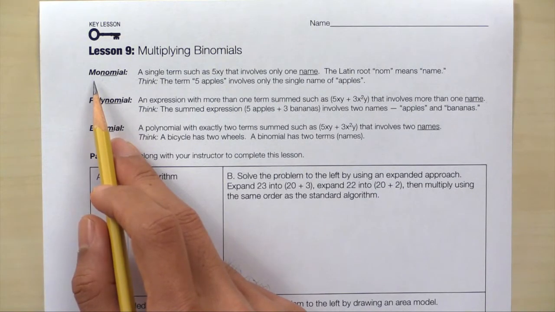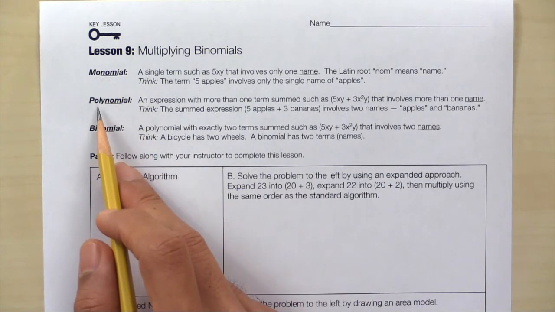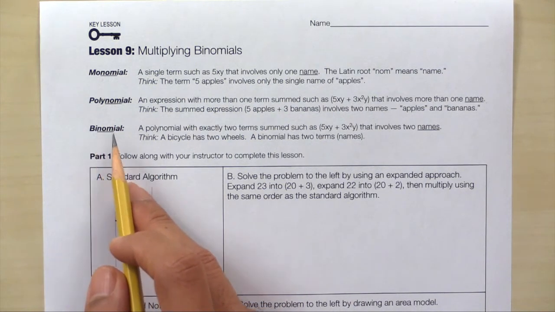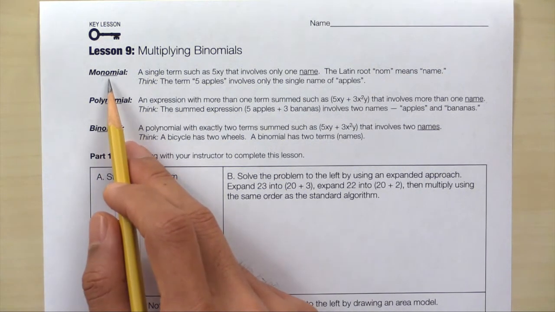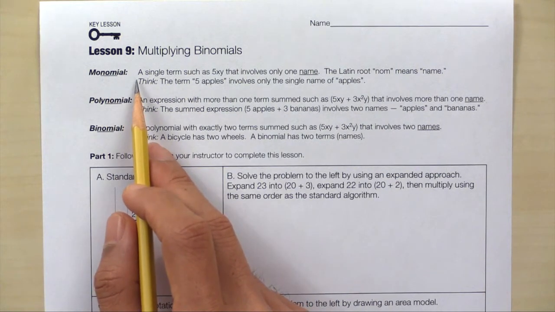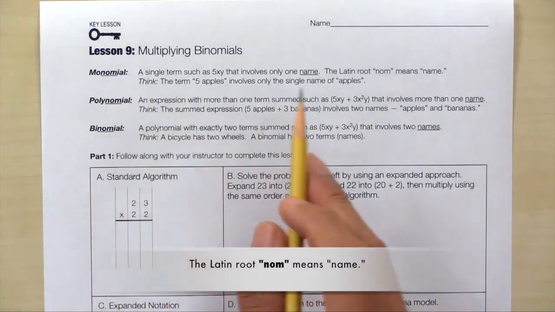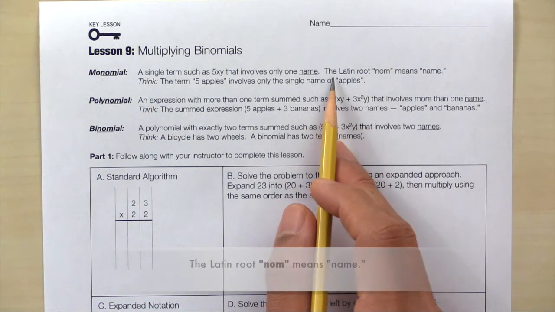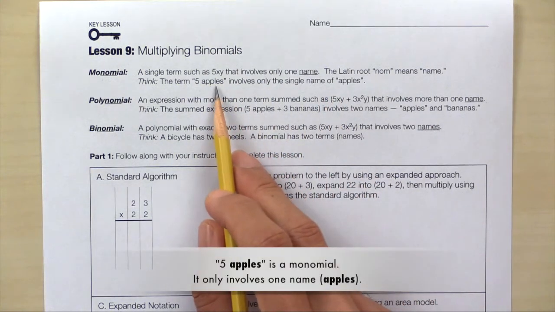Lesson 9, Multiplying Binomials. Let's go over some definitions. Monomial means one name, polynomial means many names, and binomial means two names. So from monomial, it's a single term such as 5xy that involves only one name. Notice here that it says the Latin root nom means name. So just think the term 5 apples only involves a single name of apples.